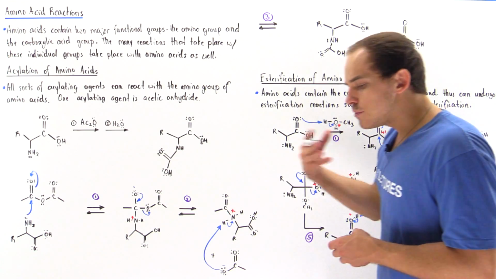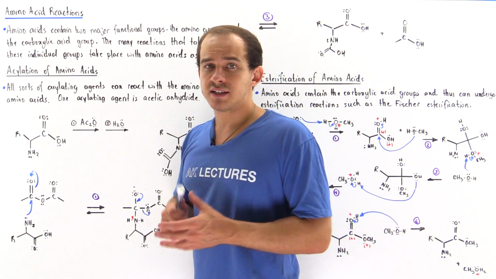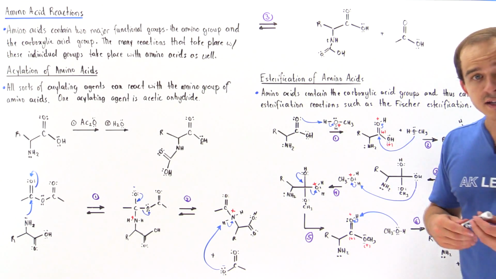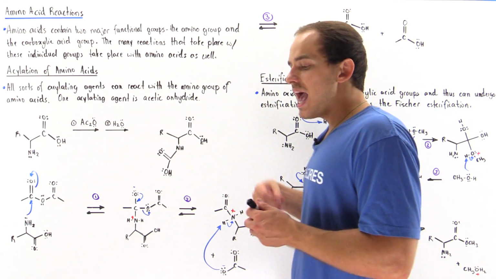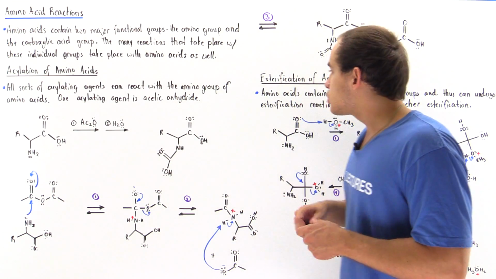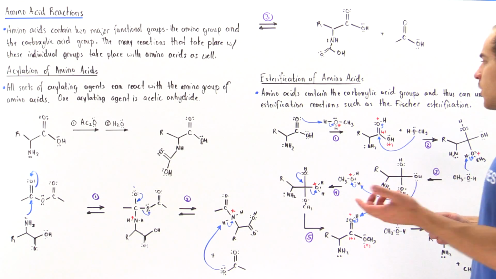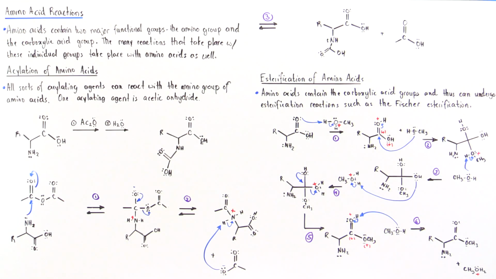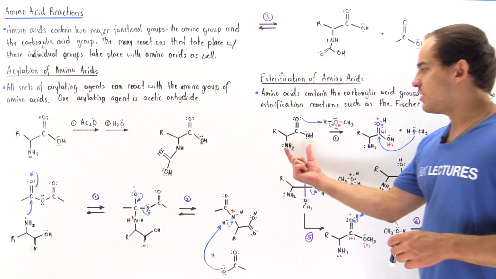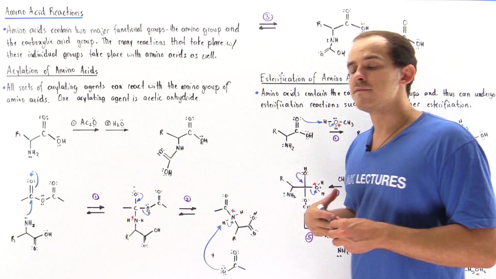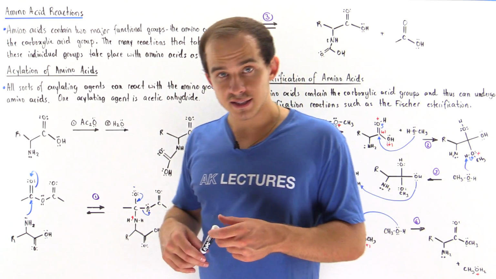Now, the other major group that our amino acid contains is carboxylic acids, and carboxylic acids can undergo a reaction known as esterification. So let's take a look at how our amino acid can undergo an esterification reaction, and we're going to focus on the Fischer esterification. So basically, we take our amino acid and we mix it with some type of alcohol under acidic conditions.